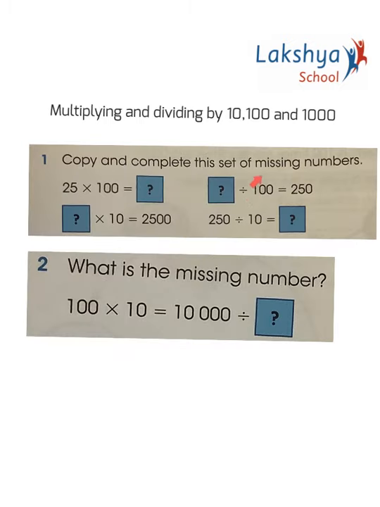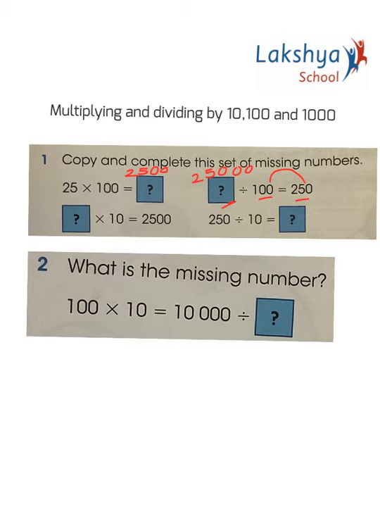Copy and complete this set of missing numbers. When you multiply 25 by 100, we get 25 followed by 2 zeros. Now, how to solve the division? We know that multiplication and division are inverse operations. To find this number, you need to just multiply these two numbers. So, the answer over here will be 250 followed by 2 zeros. So, this is the answer for the second. Now work out the remaining two by yourself.